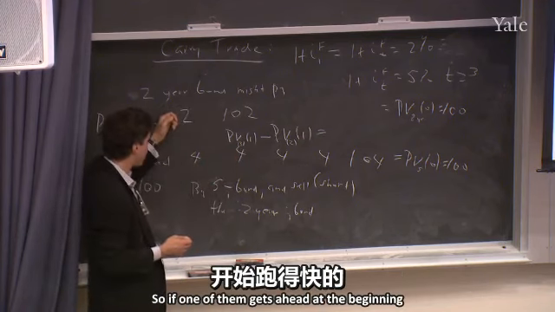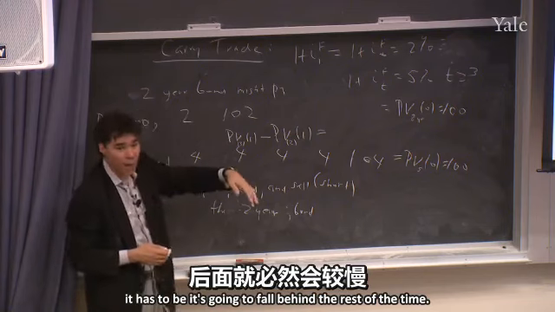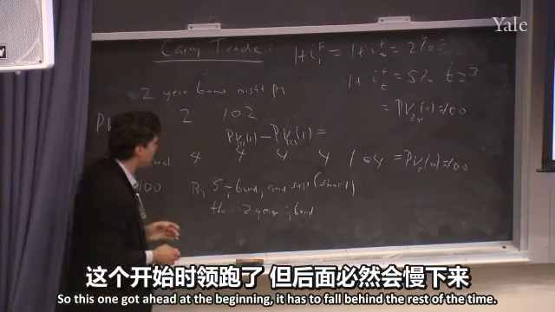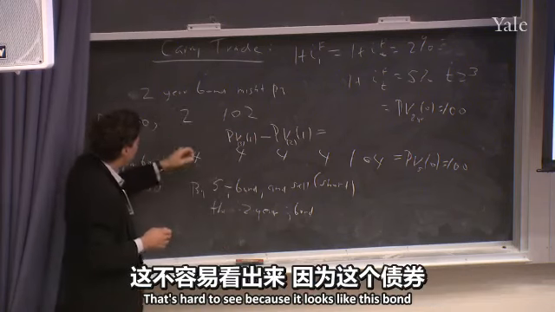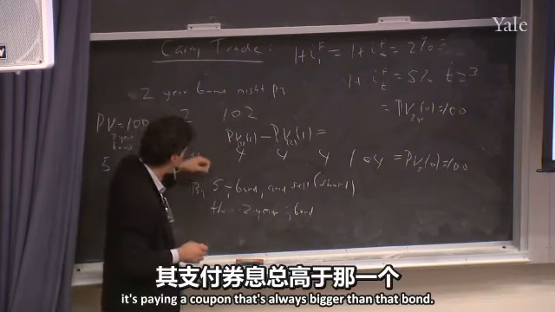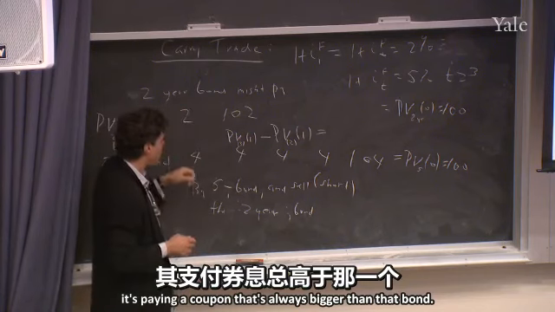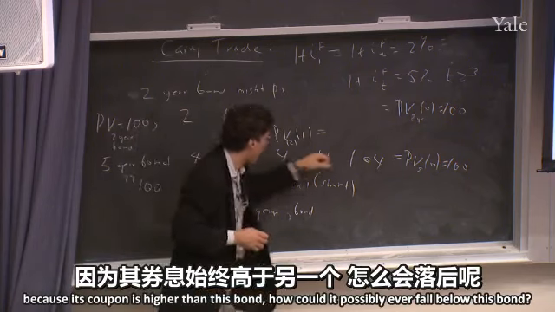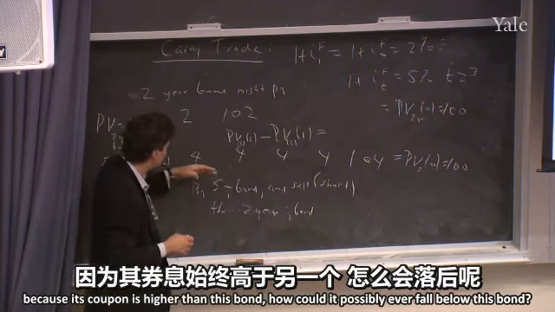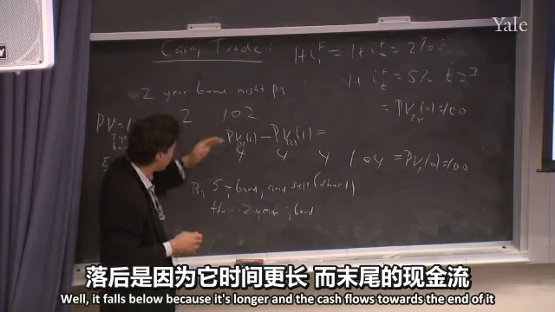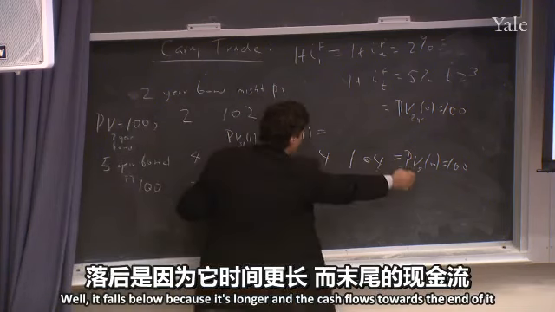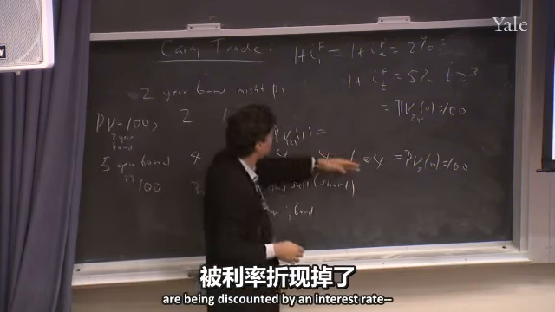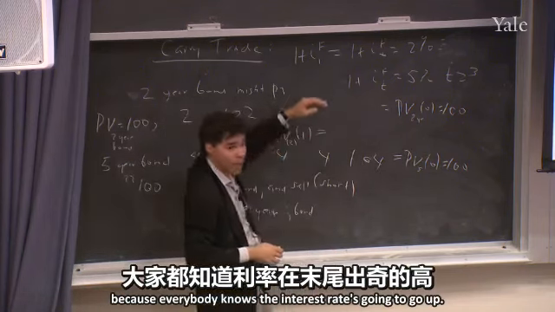So if one of them gets ahead at the beginning, it's going to fall behind the rest of the time. That's hard to see, because it looks like this bond is paying a coupon that's always bigger than that bond. So it's easy to lose track of the fact that, because its coupon is higher than this bond, how could it possibly ever fall below this bond? Well, it falls below because it's longer, and the cash flows towards the end of it are being discounted by an interest rate, because everybody knows the interest rate's going to go up.